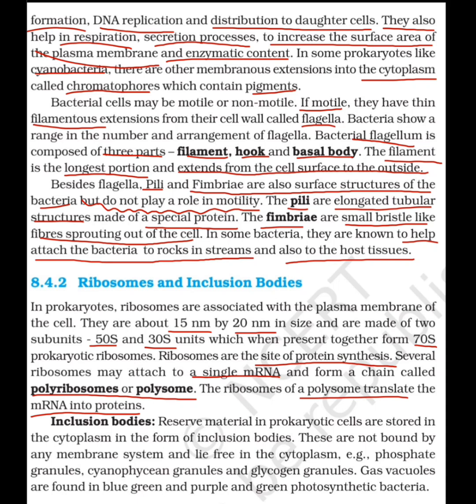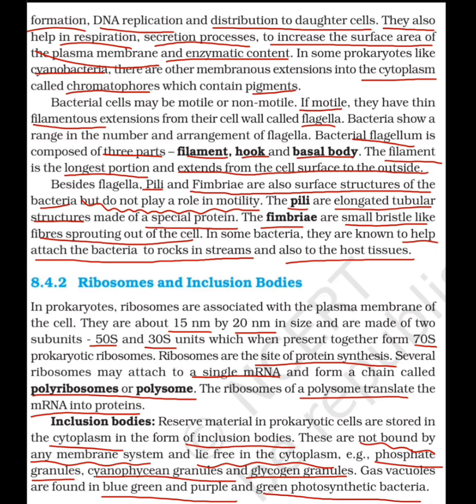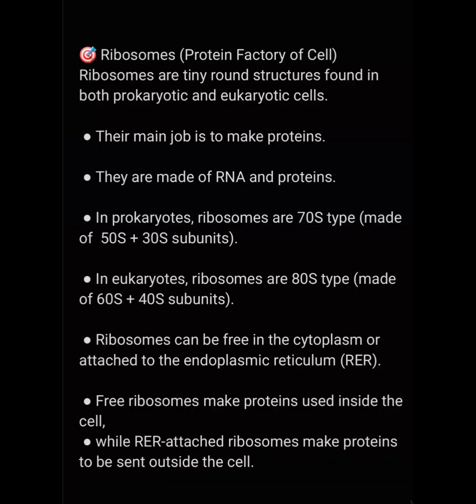Inclusion bodies. Reserve material in prokaryotic cells is stored in the cytoplasm in the form of inclusion bodies. They are not bounded by any membrane system and lie free in the cytoplasm. Examples: phosphate granules, cyanophycean granules, glycogen granules. Gas vacuoles are found in blue-green and purple photosynthetic bacteria. Ribosomes are nothing but the protein factory because they only synthesize proteins.